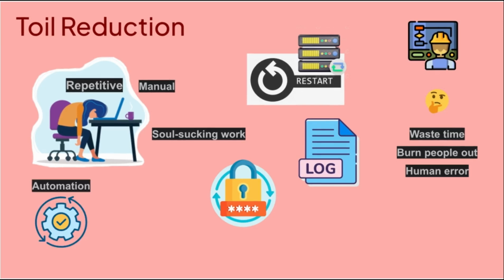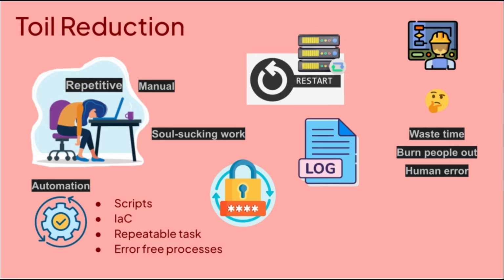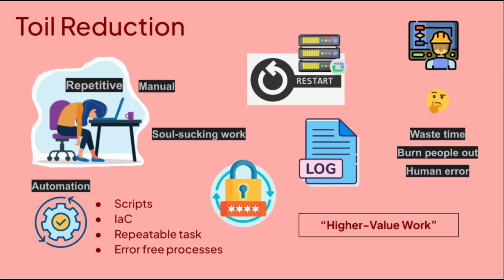That's why automation is a key part of an SRE's toolkit. From writing scripts to auto-restart services, to using infrastructure as code tools like Terraform, automation turns manual work into repeatable, error-free processes. If a task is boring, repetitive, and happens more than once, automate it. Not only does this reduce human error, but it also frees engineers to focus on higher value work, like improving the system or building better tools.